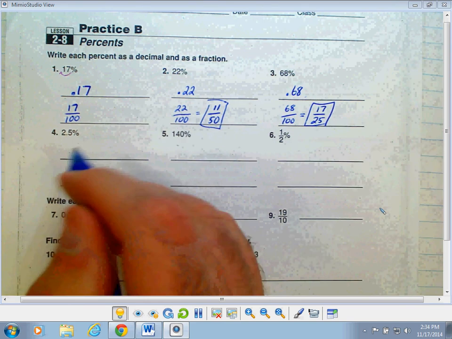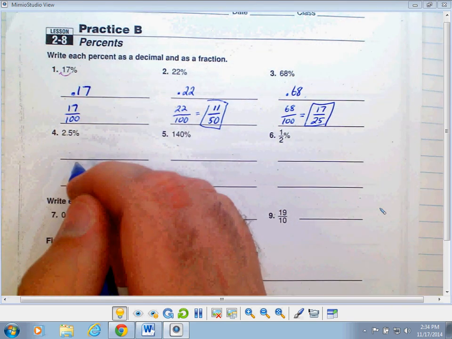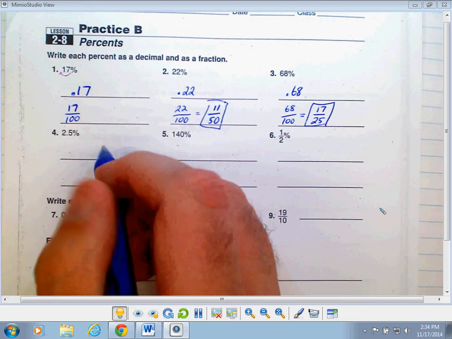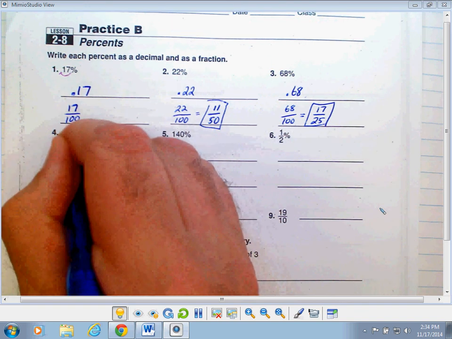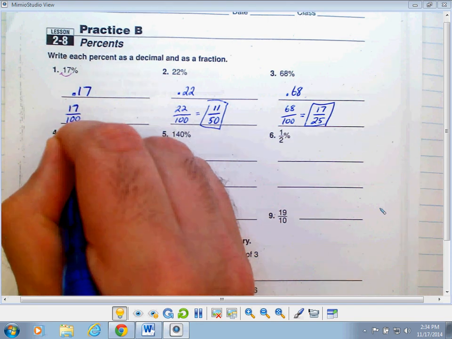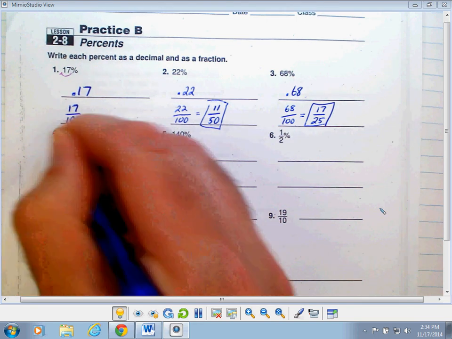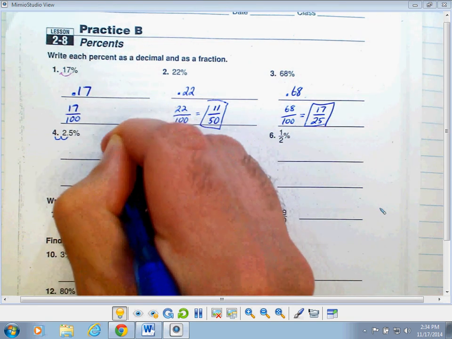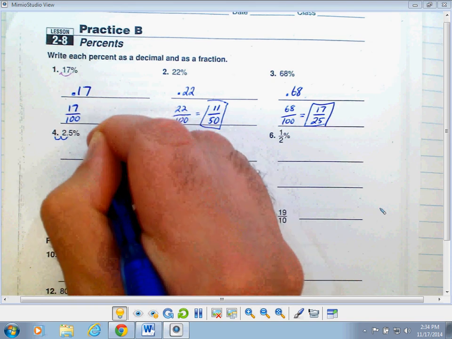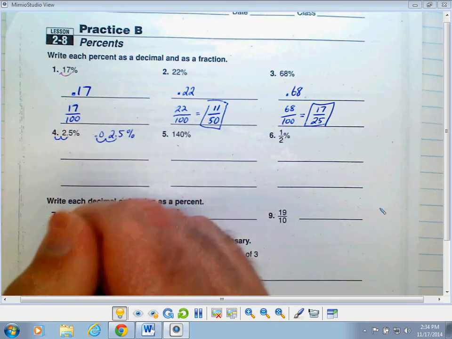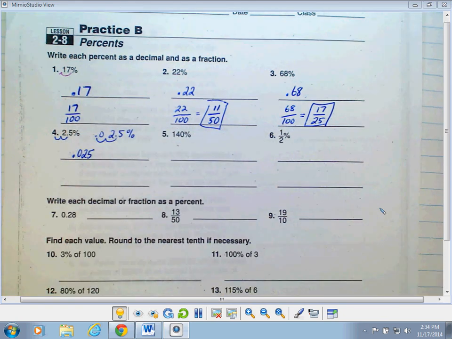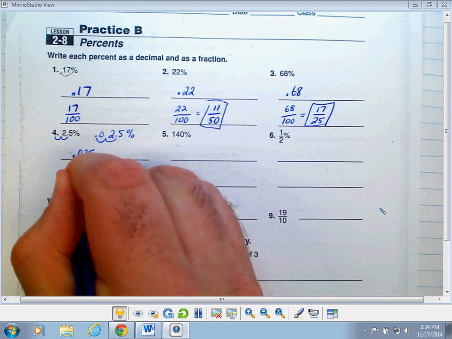Alright, so now they maybe start to get a little tougher because the percents are not presented as a simple number like they were in numbers 1, 2, and 3. So again, if we follow the rule for 2.5%, we still move the decimal point to the left 2 places, which is going to put it back here. We have to add a placeholder 0 in, so it's actually 0.025 as a decimal.